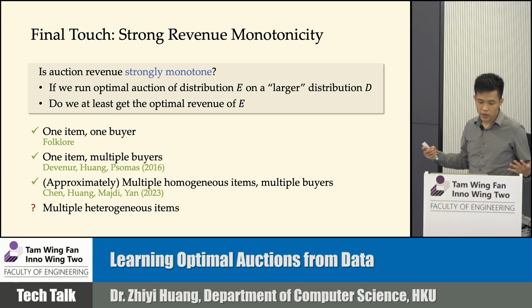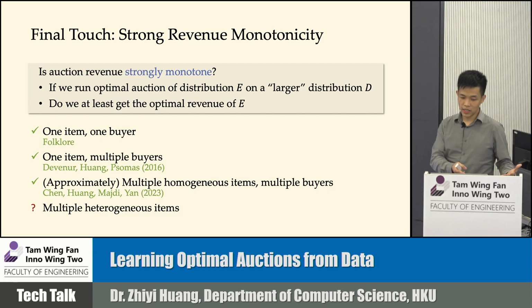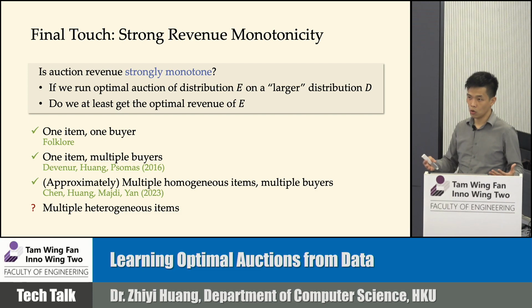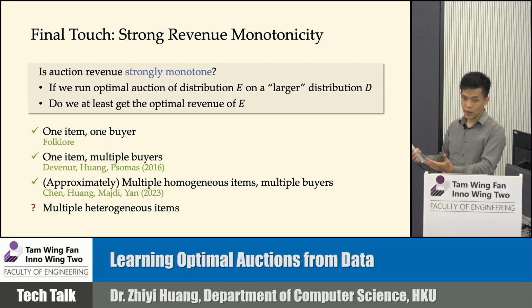And it is still unknown whether, if I have different kinds of items like apples and oranges, this is approximately true, and maybe one of you in the audience can help me solve this, and that will make progress both on this conceptual question and also contribute to a more robust way of learning optimal auction from data when I have heterogeneous items.